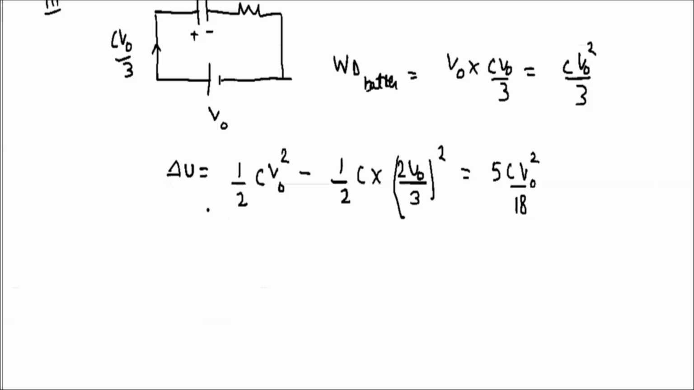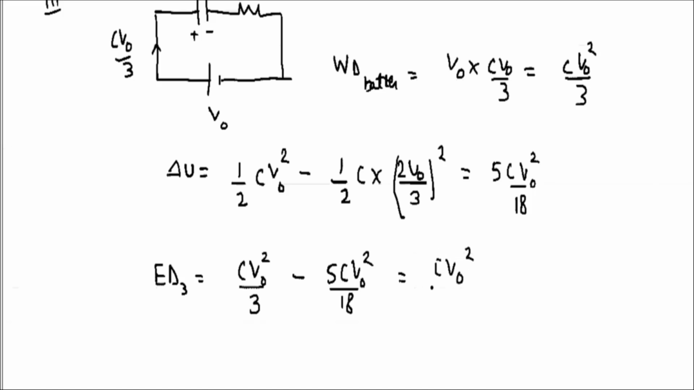Okay, now there is a difference between the battery's work and this, so it would be going to the resistor. So ED3, we calculate this value by subtracting CV naught square by 3 minus this value, 5CV naught square by 18. This will again turn out to be CV naught square by 18.